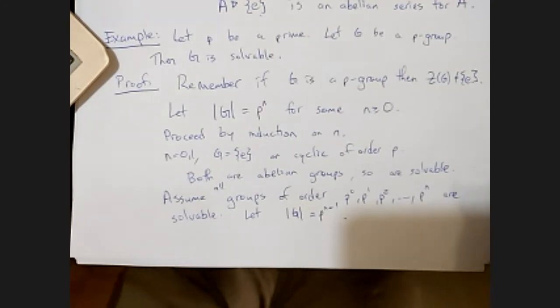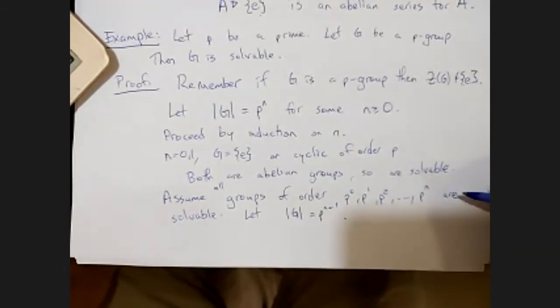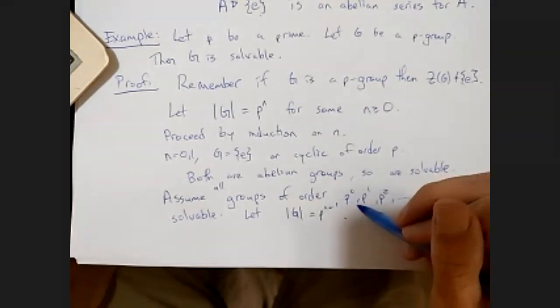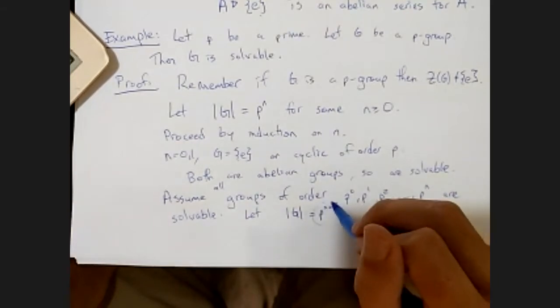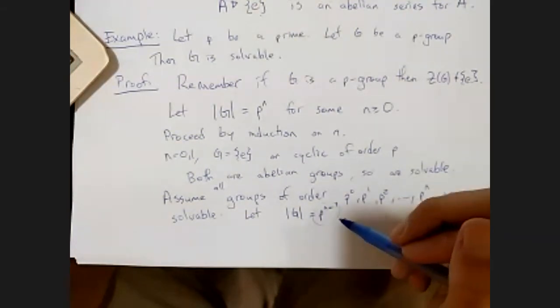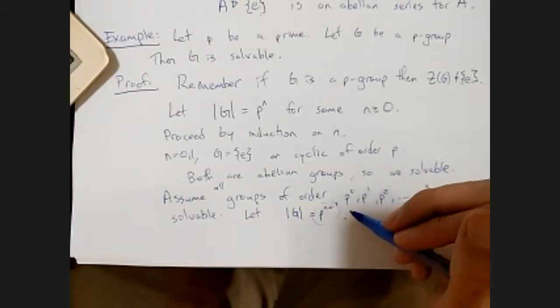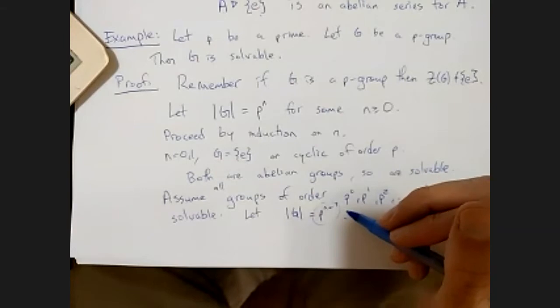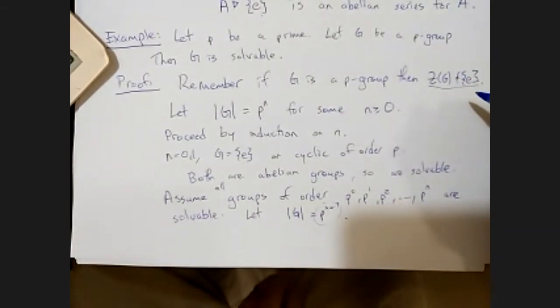Right, so basically we're doing this by strong induction. Assume any group that has these orders is solvable, and we're going to show a group that has one more P in it is solvable too, like P to the N plus 1 instead of P to the N. And we need to use the fact that the center is non-trivial.